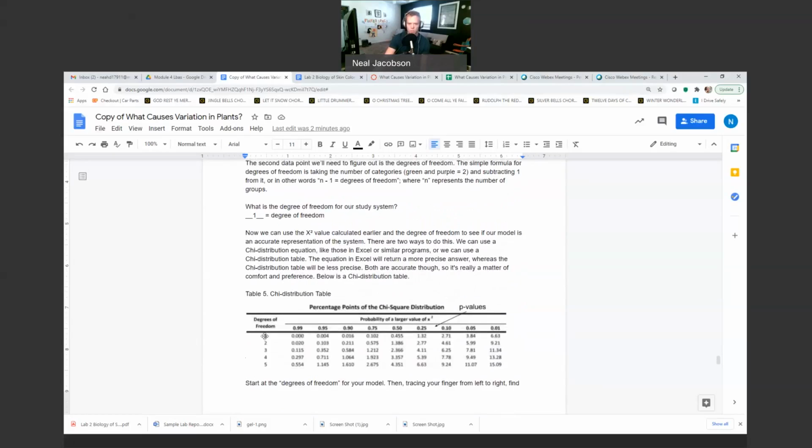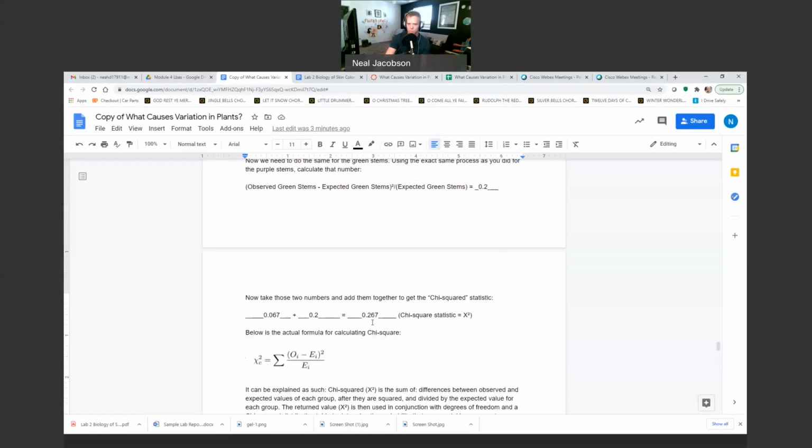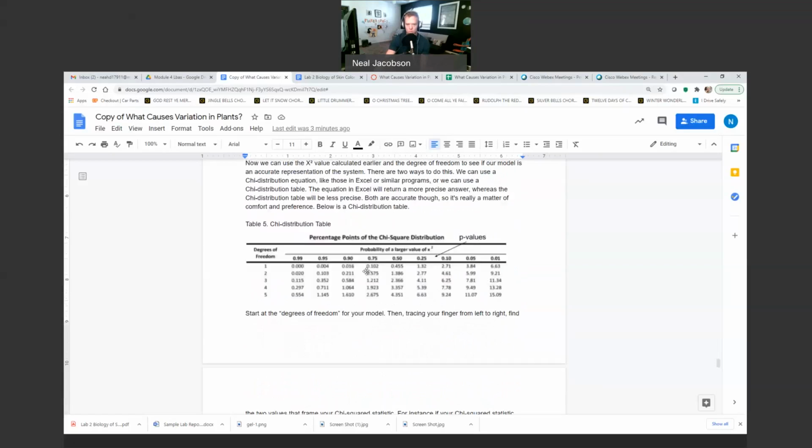So we start at the degrees of freedom. We have 1 degree of freedom. We're going to trace our finger across this row until we reach the value of our chi, which is the 0.267. So I'm trying to fit 0.267 on this row somewhere. So 0.004, 0.016, 0.12, so that's a little less than 0.267, and then 0.455. Well, that's a little more.